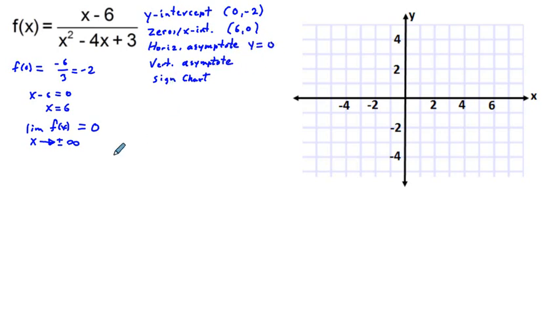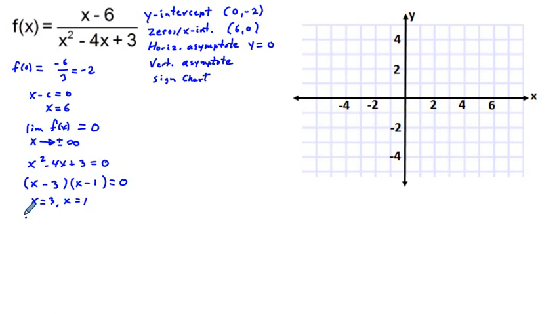Now for the vertical asymptote, we're going to take our denominator and set it equal to 0. So we take x squared minus 4x plus 3 and set that equal to 0. If we can factor this quadratic trinomial, we have negative 4x and positive 3, so we're going to have a negative times a negative. That's going to be negative 3 times negative 1. And so using the zero factor property, we have x is equal to 3 and x is equal to 1.